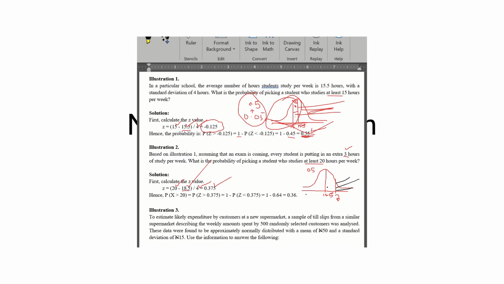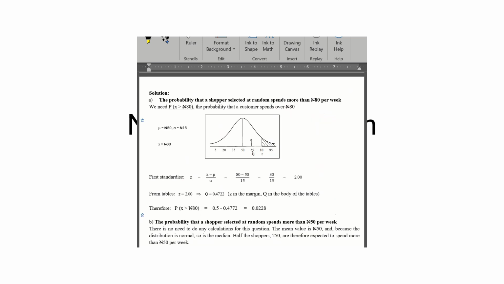So when we calculate, the only thing we can calculate here is this portion. When we calculate this portion, we can then remove it from 0.5, and we get the one that is above. So based on this calculation, we have the z to be 0.375. So let's go to our table. We will check 0.3 under 7.